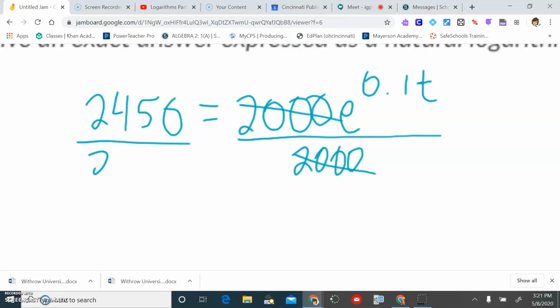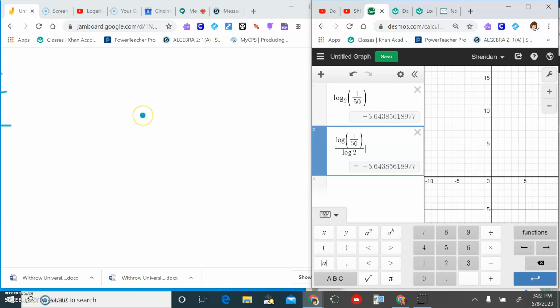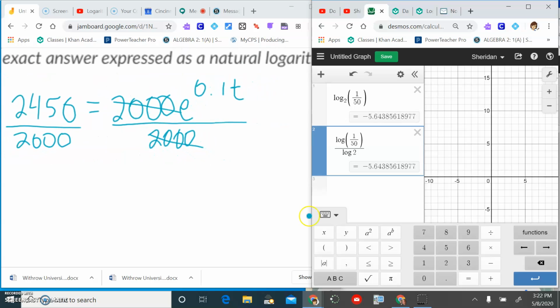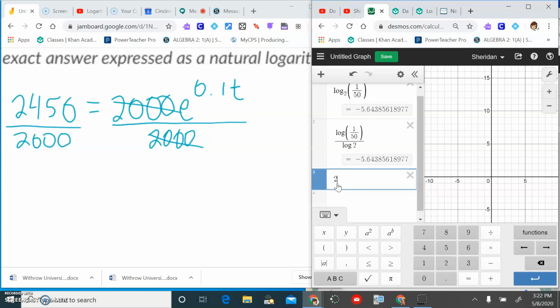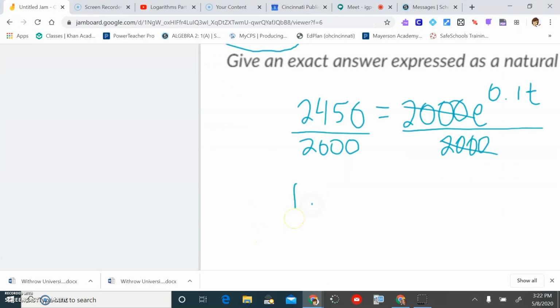We're going to divide both sides by 2,000, and we could reduce the fraction, but let's see if it comes out as a cute little answer. I don't think so. 2,450 divided by 2,000. Oh, that's not bad. 1.225. I can handle that. So 1.225 equals e to the power of 0.1t.